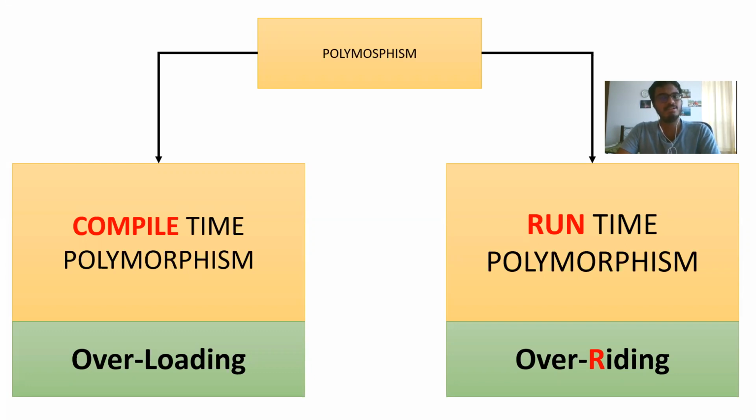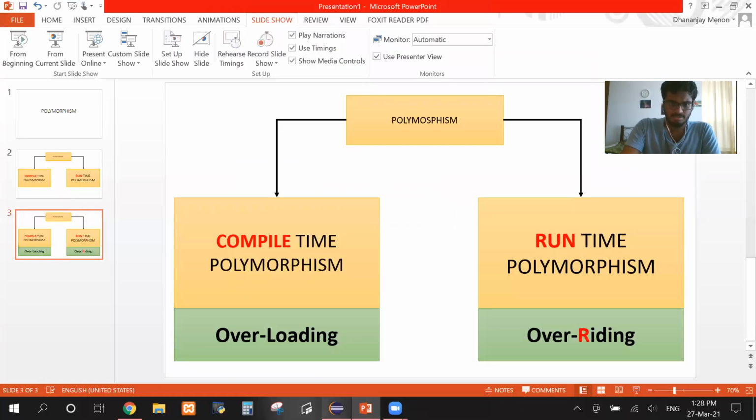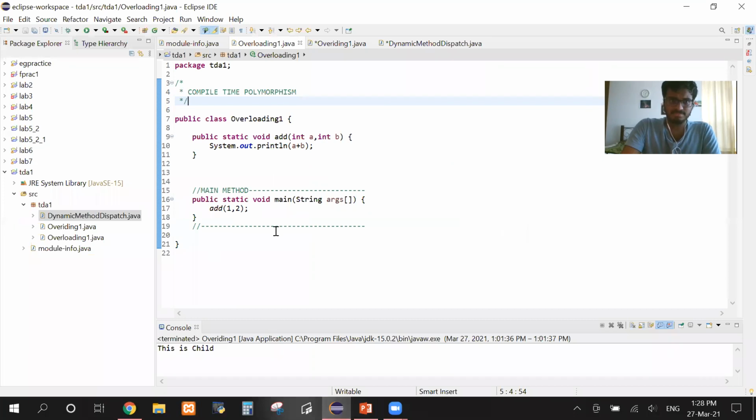An easy way to remember this is that overriding has an R in it. That's how it's associated with runtime polymorphism. And overloading is associated with compile time polymorphism. So to go more in depth, so you can understand, I shall be taking on these examples in Java. Now the first thing I'm going to go through is overloading through this example.